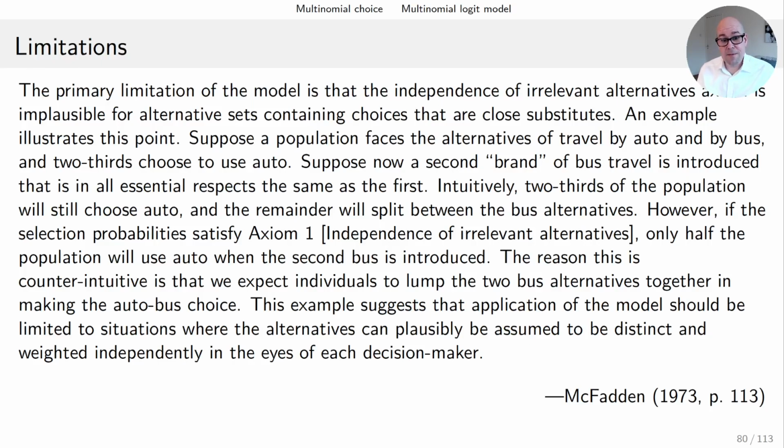However, if the selection probabilities satisfy axiom 1, which is independence of irrelevant alternatives, only half the population will use auto when the second bus is introduced. The reason this is counterintuitive is that we expect individuals to lump the two bus alternatives together in making the auto-bus choice. This example suggests that application of the model should be limited to situations where the alternatives can plausibly be assumed to be distinct and weighted independently in the eyes of each decision maker.